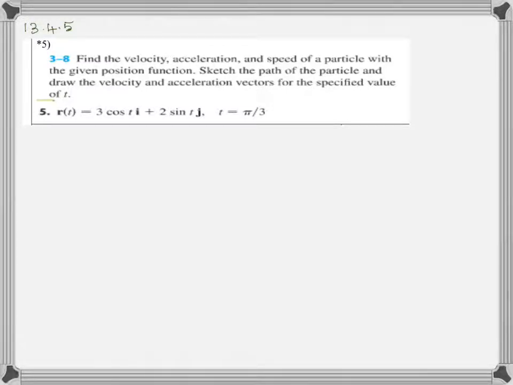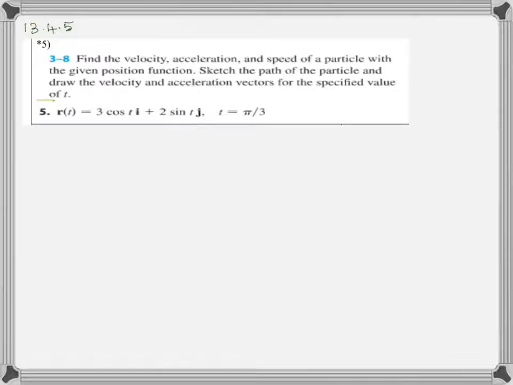Hi, in this video, I will be showing you problem number 5 of chapter 13, section 4. Find the velocity, acceleration, and speed of a particle with a given position function. Sketch the path of the particle and draw the velocity and acceleration vectors for the specified value of t.